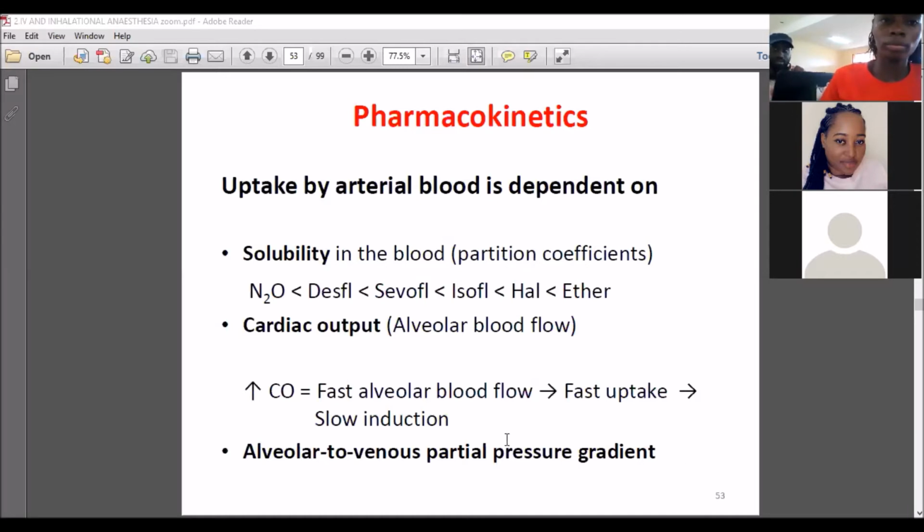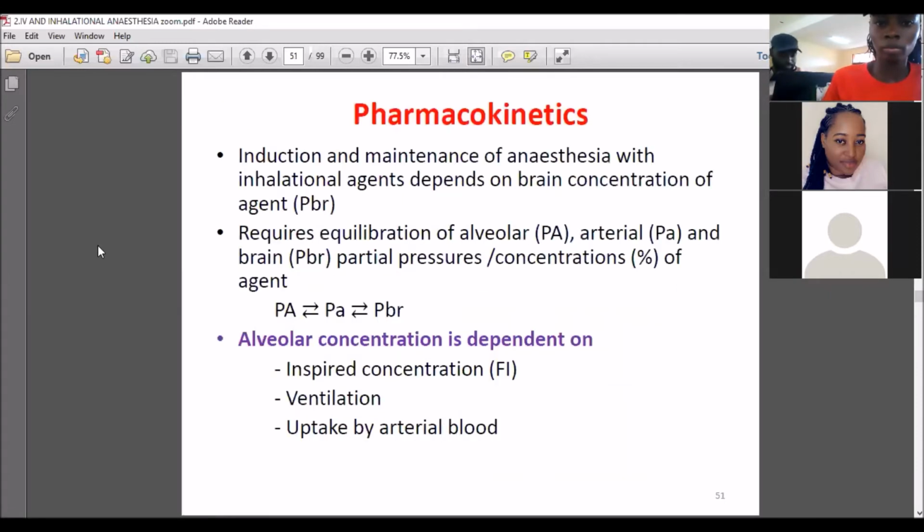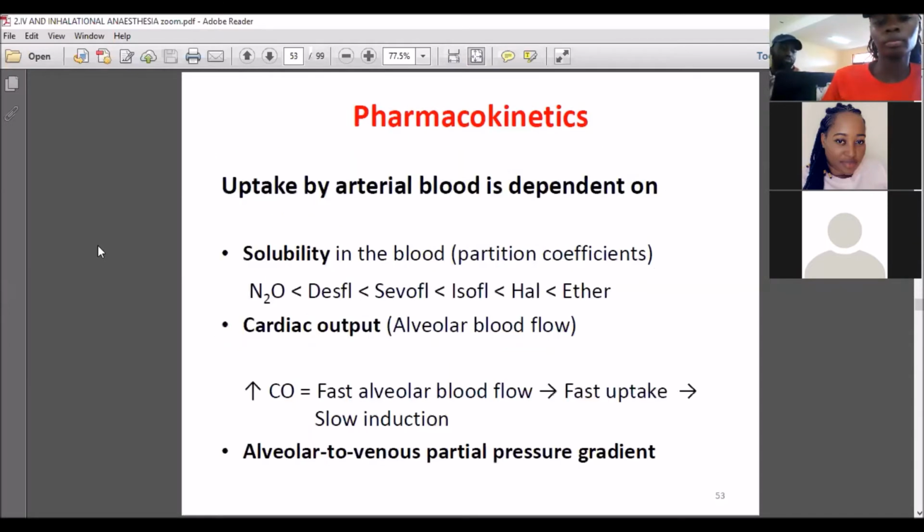Now, that means high cardiac output, slow equilibrium, and so a high cardiac output will tend to maintain a concentration gradient between the alveolus and the pulmonary blood, so the partial pressure in the alveoli rises slowly. Am I correct?